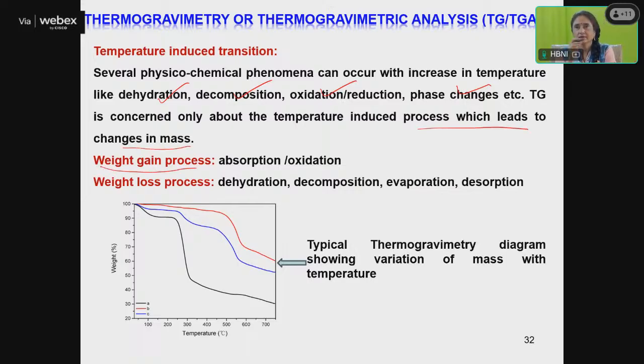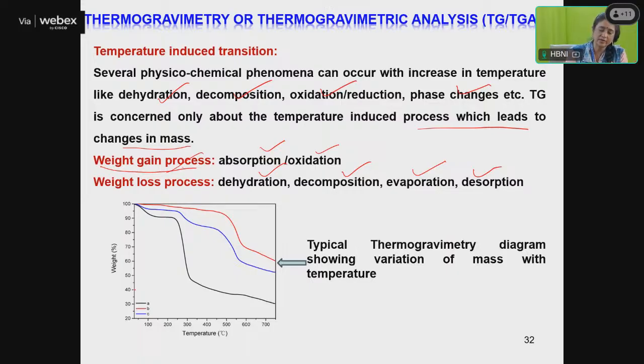Weight gain: if on increasing the temperature, weight is gained, that means your sample is absorbing something, and by that it may be getting oxidized. Oxidized means absorption of oxygen. So by any of these two processes, there can be weight gain in your sample. Weight loss means it can be dehydration, decomposition, something has evaporated, or disruption. So these are the processes associated with weight gain, and these are the processes which are associated with weight loss.